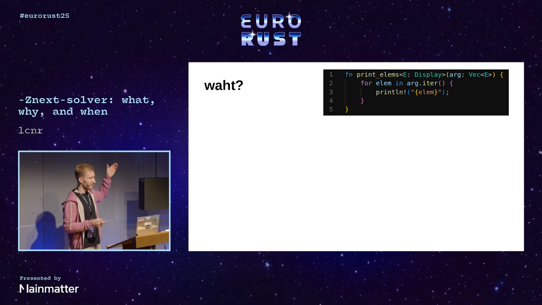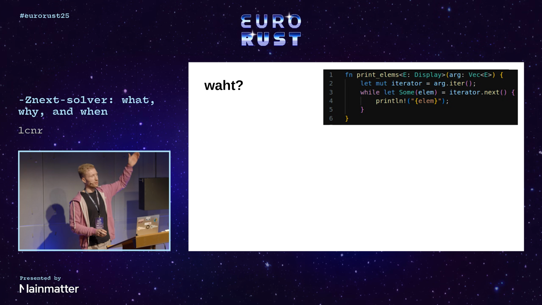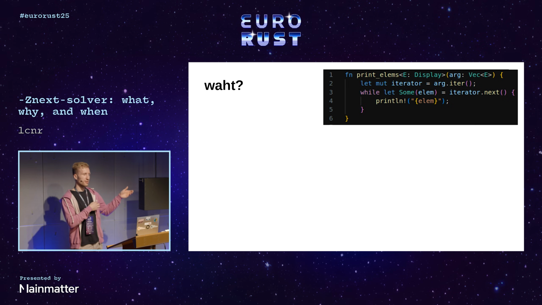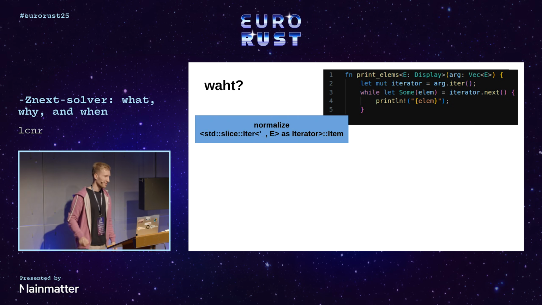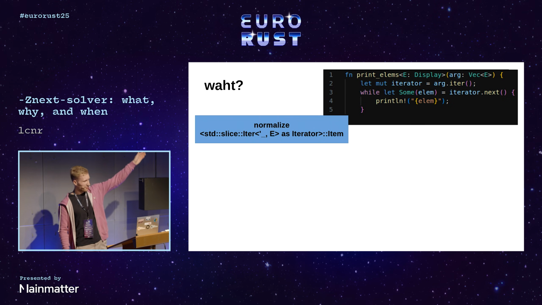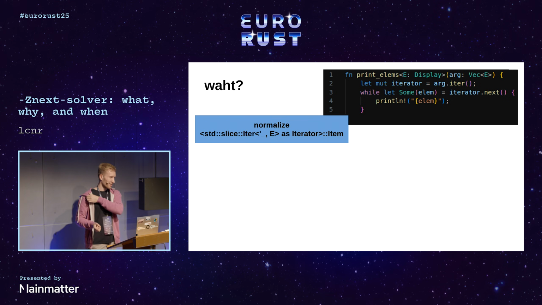is another example, first of all. So here we iterate over a vector. And to do this, we can first desugar it a bit. So we create an iterator, then call iterator next. Now, the type of element here should just be a reference to E. However, the compiler doesn't know it. The compiler only knows that the element is std slice Iter of E as Iterator Item, which is nice, but not helpful for you. So again, we need to figure out the underlying type.